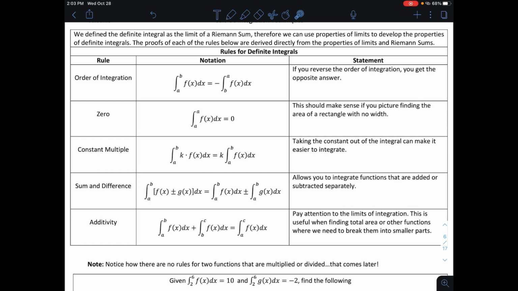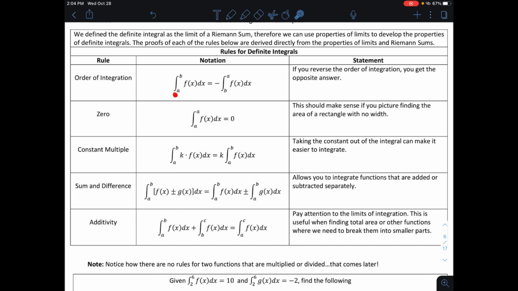Now, since we defined our integral as a limit of a Riemann sum, all of our limit properties can still come into play. If we have a constant multiple, we could pull the constant outside of the limit, which in this case we'd pull outside of the integral. We could break up sums and differences into different parts. So if I am adding or subtracting, I could break apart the limit just like I would do before. Notice how there is no multiplication property here. I can only break up sums and differences and take out constant multiples.